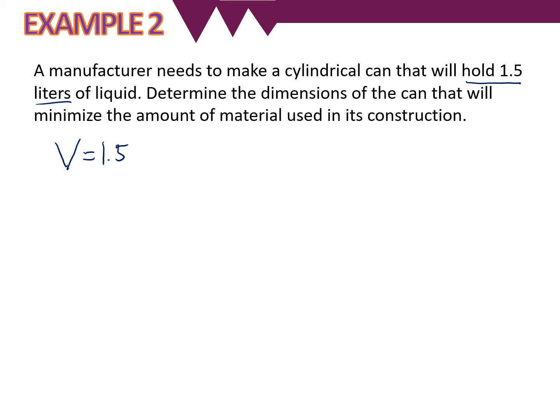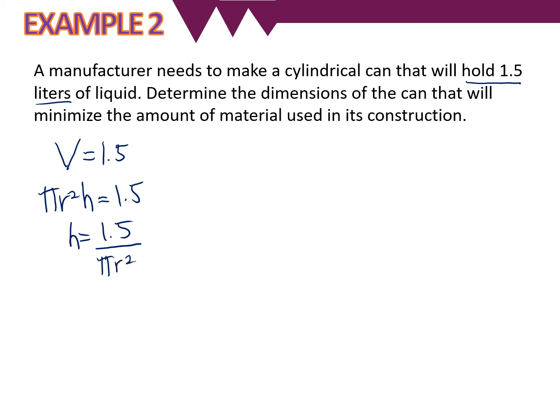So refer to the information for area and volumes of solids that we provided at the first slide. So find out what is the formula of volume for a cylinder. It is pi r squared h equals 1.5. That means h equals 1.5 over pi r squared. Let h be the subject.